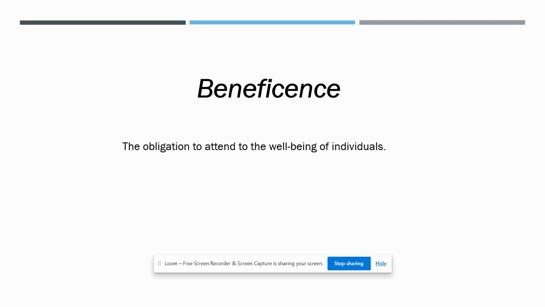Okay, beneficence. This is the obligation to attend to the well-being of individuals. So clearly, any study that we conduct should have a core foundation of beneficence to it, the intention being to attend to or enhance the well-being of others, right? As we talked about, what guides us in creating a good research question? One of those things, if you remember from the material for exam one, was identifying something that was going to be beneficial to society as a whole, and that goes hand in hand with beneficence. So beneficence, the obligation to attend to the well-being of individuals.